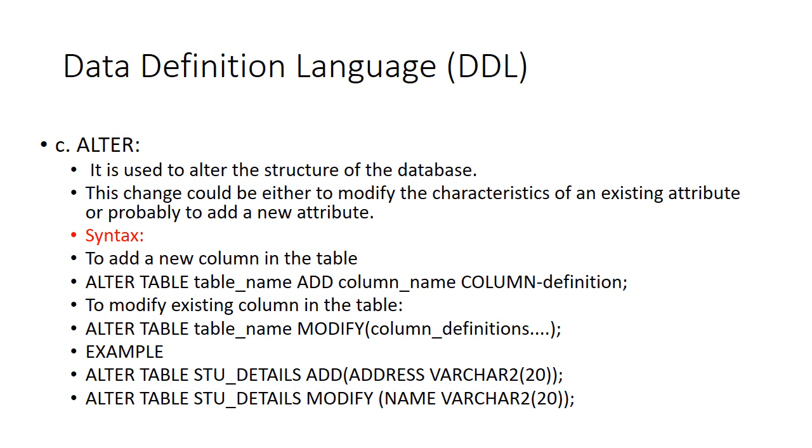For example, alter table student details, add address varchar20. Another example, existing column name. So, alter table student details, modify name varchar20.